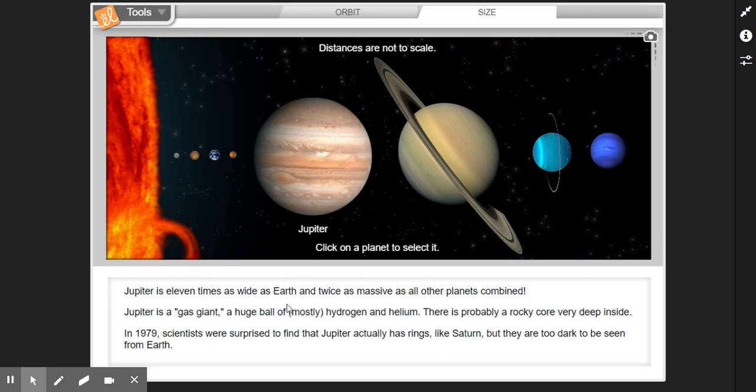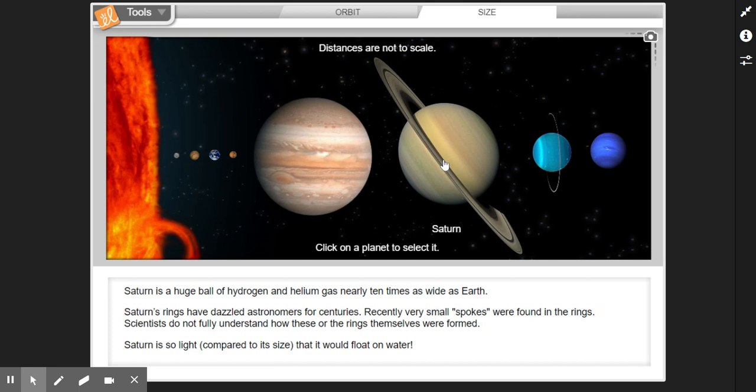Jupiter is 11 times as wide as Earth and twice as massive as all the other planets combined. It's huge. Jupiter is a gas giant, a huge ball of mostly hydrogen and helium. There's probably a rocky core very deep inside. In 1979, scientists were surprised to find that Jupiter actually has rings like Saturn, but they are too dark to be seen from Earth. So Jupiter is mostly atmosphere.